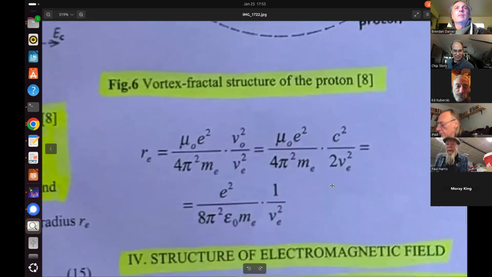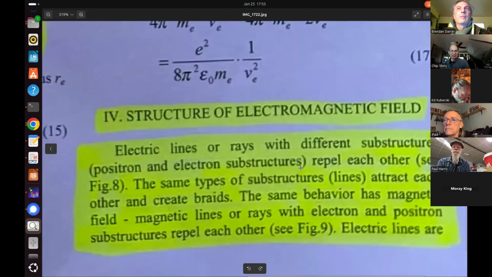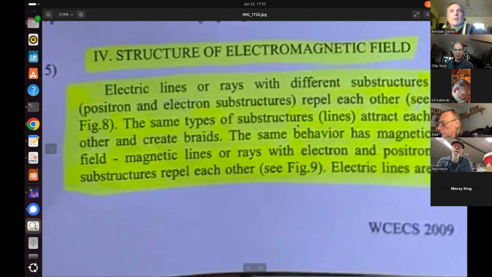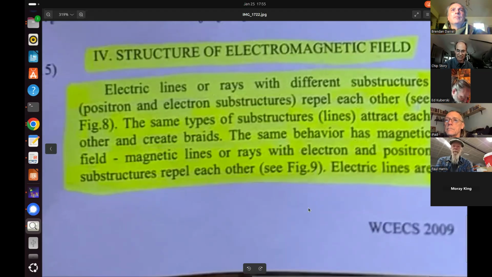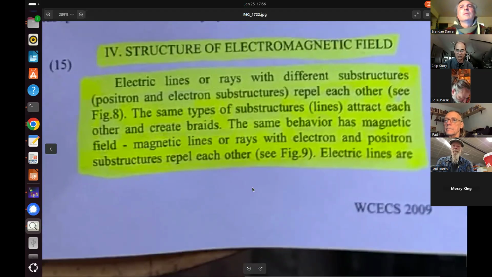There's a set of equations again describing this in more detail. Let's go on to section 4. Figure 6 is a little complicated. Structure of electromagnetic field. Electric lines or rays with different substructures, positron and electron substructures in parentheses, repel each other. See figure 8. The same types of substructures, lines, attract each other and create braids. The same behavior holds for the magnetic field. Magnetic lines are rays with electron or positron substructures repelling each other, such as in figure 9.